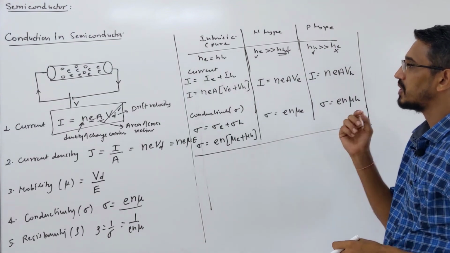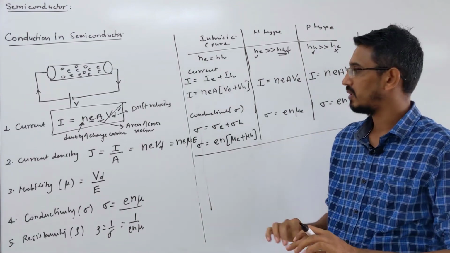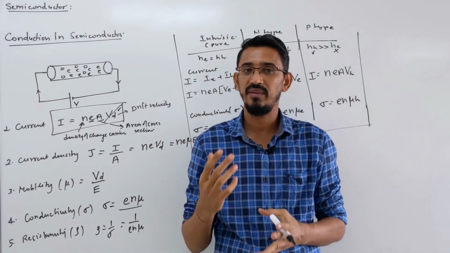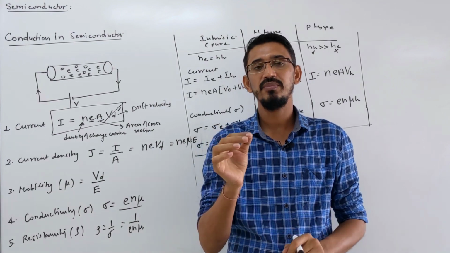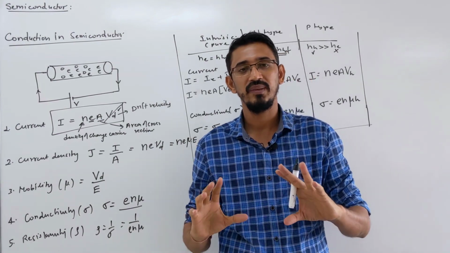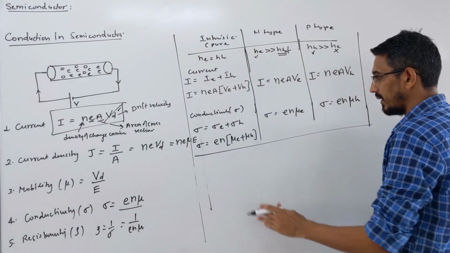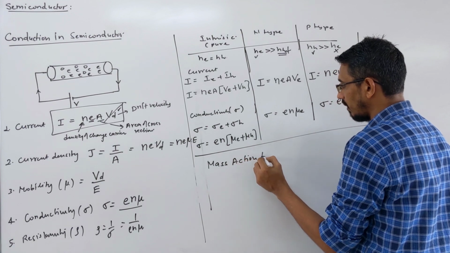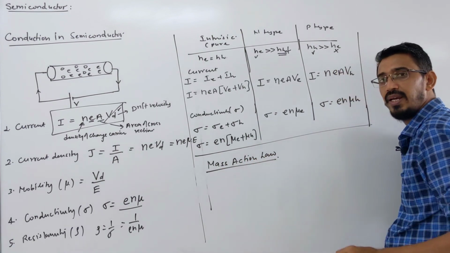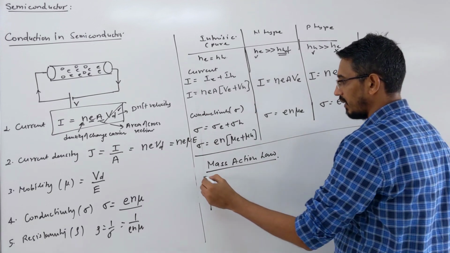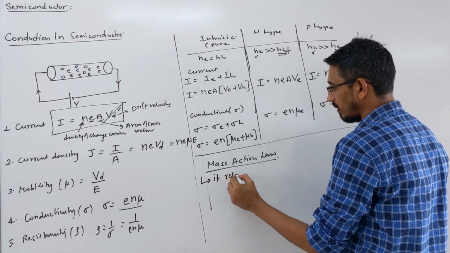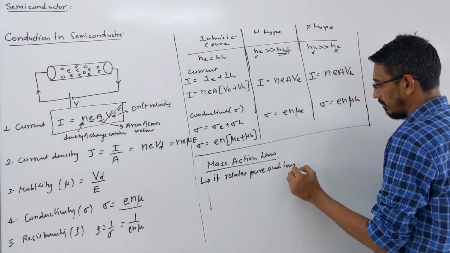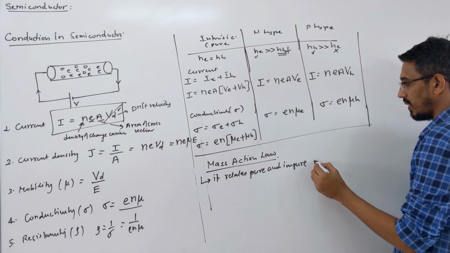Apart from this, I missed a small point while teaching. When I was discussing pure and impure semiconductors, I missed a relation between pure and impure semiconductor. That's called the mass action law. So I'm writing that here now, mass action law. This law relates your pure and impure semiconductor. Impure means N type, P type semiconductor, right?